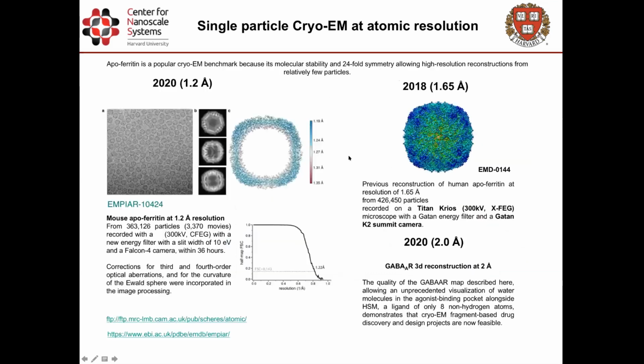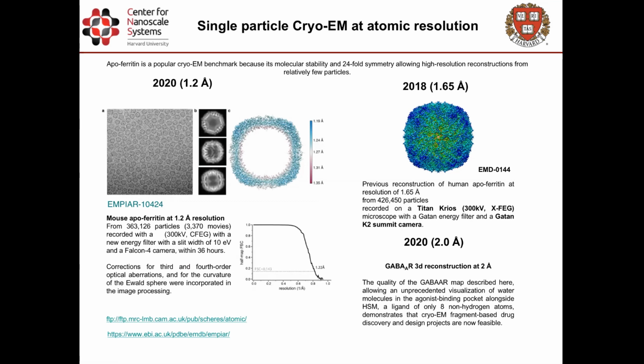Illustrating that. What is interesting, at least to my understanding, is the way they obtained this structure. They actually corrected for spherical aberration computationally based on the energy filter specification. They did not use a Cs corrector in their microscope. What they claim was quite interesting. They achieved a 1.2 angstrom resolution from just roughly 400,000 particles, 3,370 movies. They used, of course, the 300 kV cold FEG. They used the energy filter, and they said they collected all the data in 36 hours.